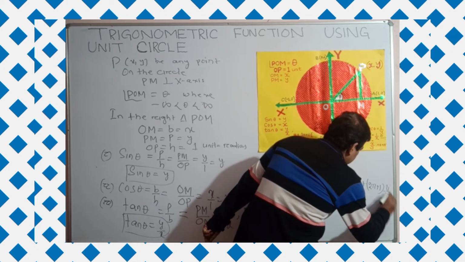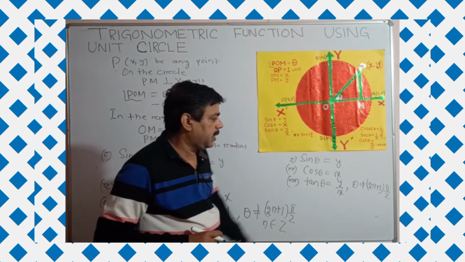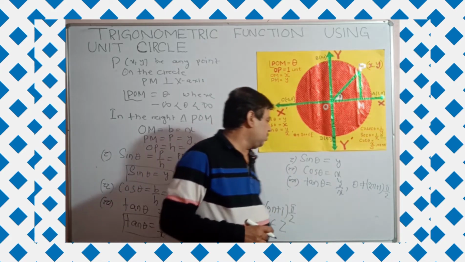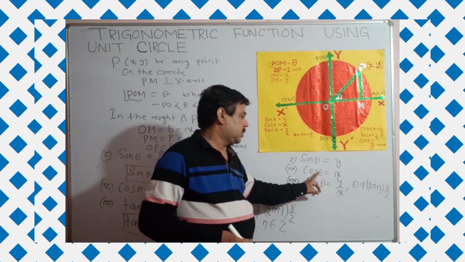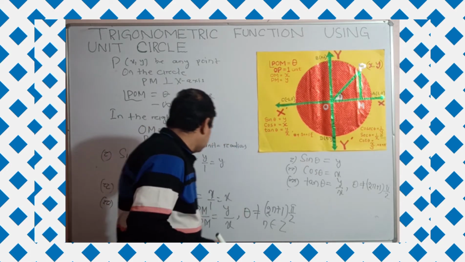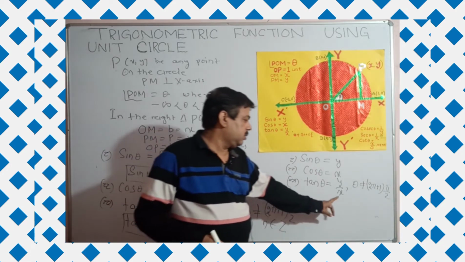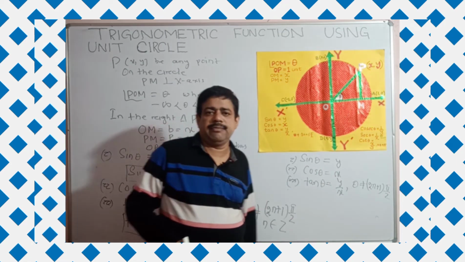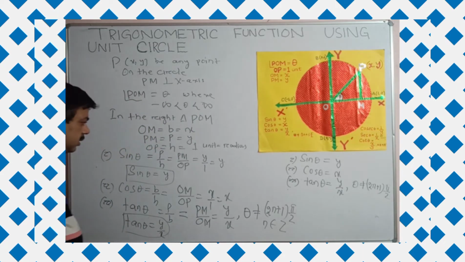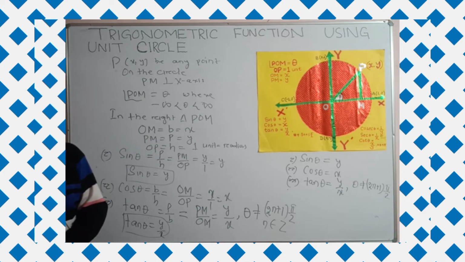Understand or not? This concept, because if theta will be odd integral of pi by 2, then what will happen? As a result, the cos theta will be 0 and x will be 0, the denominator. As a result, tan theta is not defined. Okay, understand? So this is how we are getting the 3 trigonometric ratios.